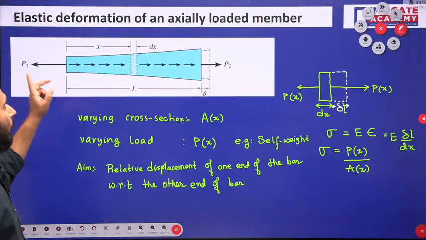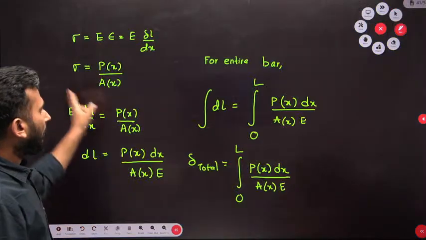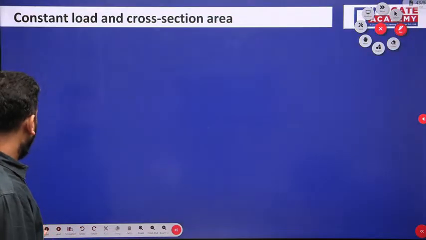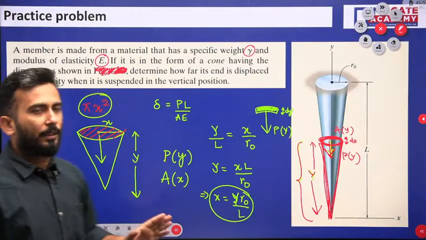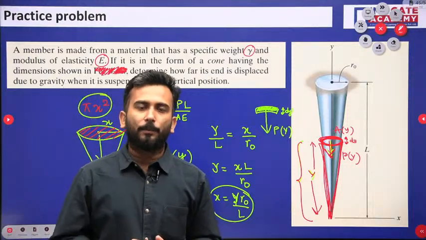Finally, the elastic deformation of an axially loaded bar. I have explained this using different varying loads and varying cross sections, and finally I have solved this question so that you get a clear picture of how this formula is being used, right?